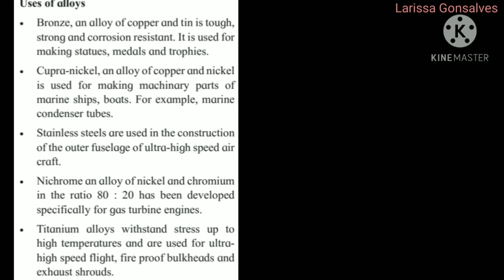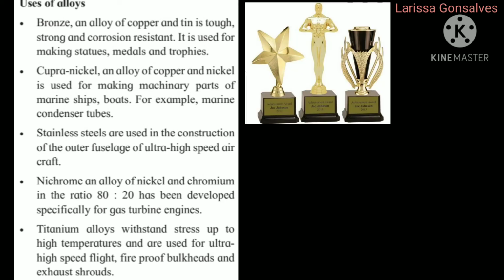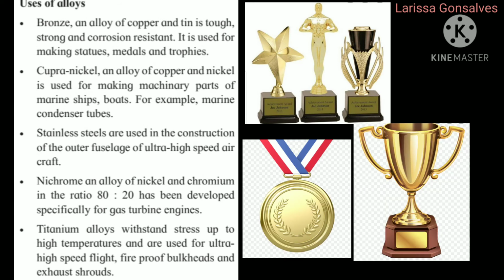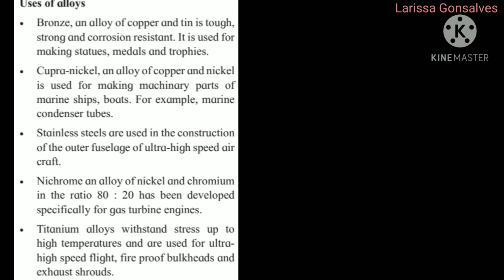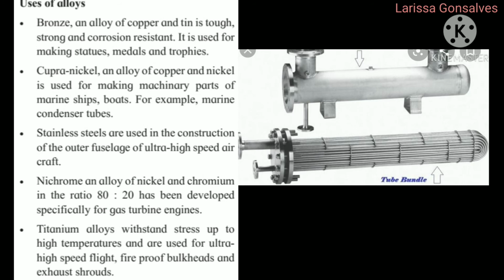Let us now study the uses of ferrous and non-ferrous alloys. Bronze is an alloy which is made up of copper and tin. It is tough, strong, and corrosion resistant. It is used for making statues, medals, and trophies. Cupronickel is an alloy which is made up of copper and nickel. This alloy is used for making machinery parts of marine ships, boats, etc. For example, the marine condenser tubes.